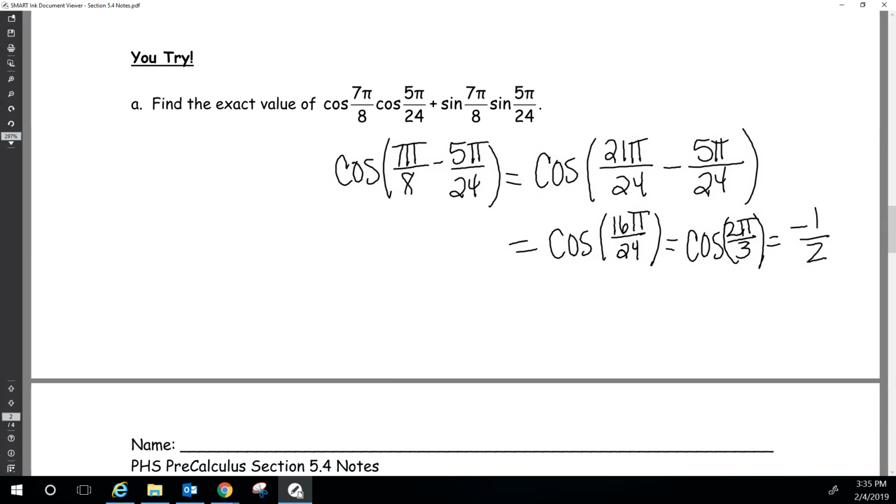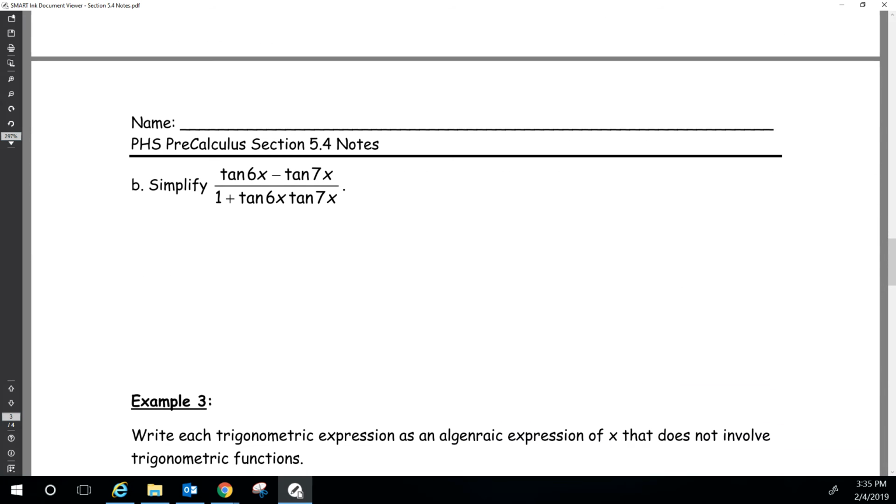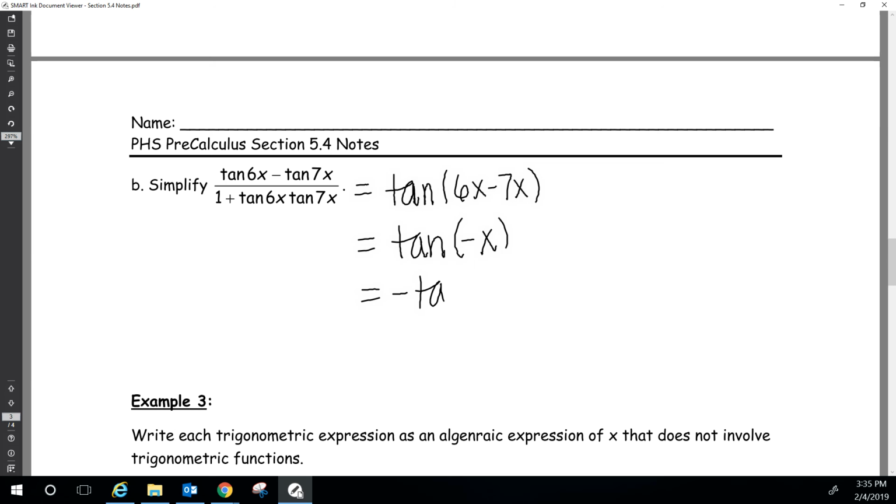All right, for Try It B, we've got a tangent minus the tangent in the numerator. If we go back and we look at our table, that corresponds to tangent of the first angle minus the second angle. So 6x minus 7x. That would be tangent of negative x. And using our odd-even identities, we know this is the same thing as negative tangent x.